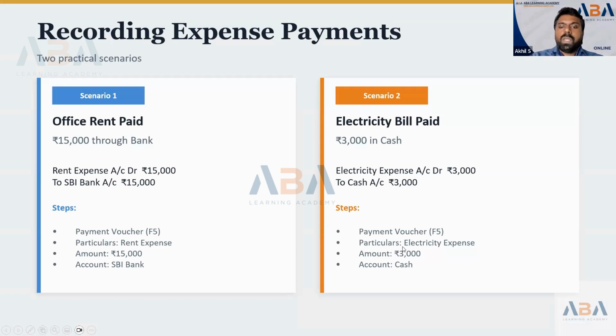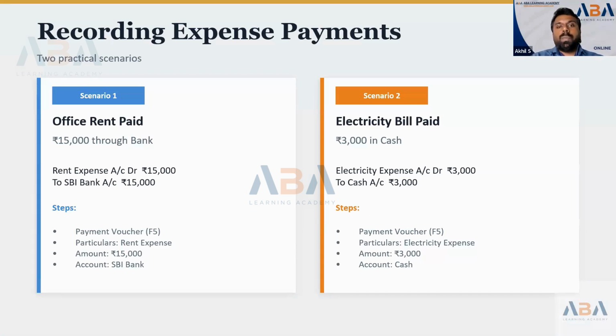Here you can see the account is showing as cash. If you are posting in single entry mode, the account should be cash. If it is double entry mode, then you have to debit the electricity expense and credit the cash. So for this example, we will be using single entry mode to post the transaction.